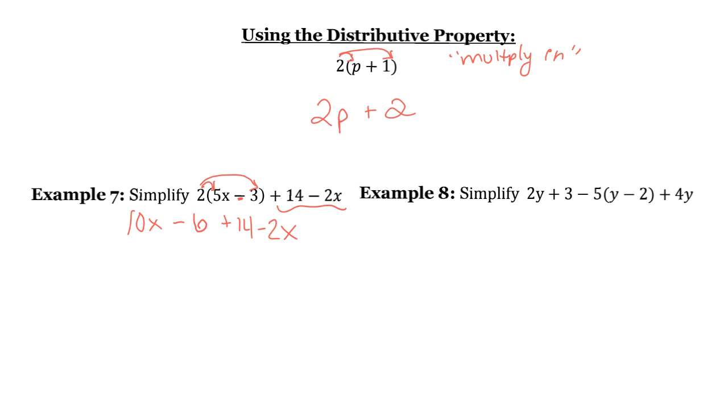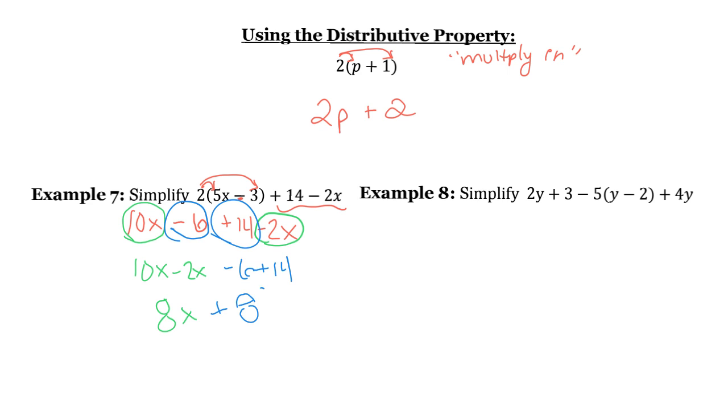Now I'm going to combine my like terms, which I have 10x minus 2x, and I'm going to rewrite them together. Then I have minus 6 plus 14. This gives me 8x, and this gives me 8. So our answer is 8x plus 8. Okay, so I want you to try example number 8. Pause and try example number 8.